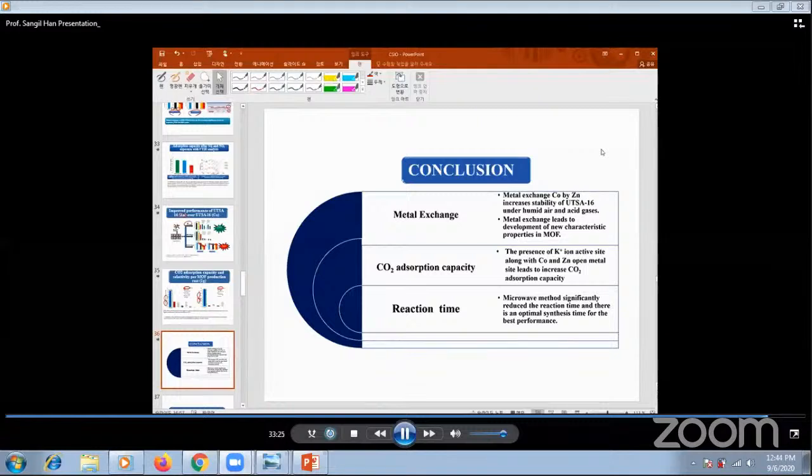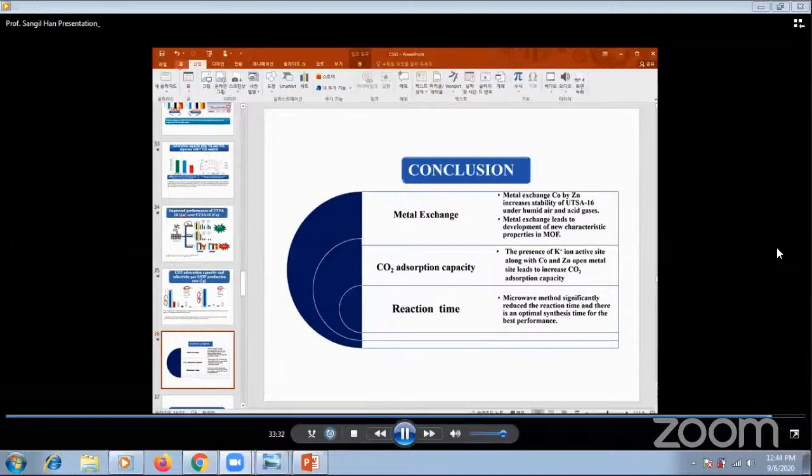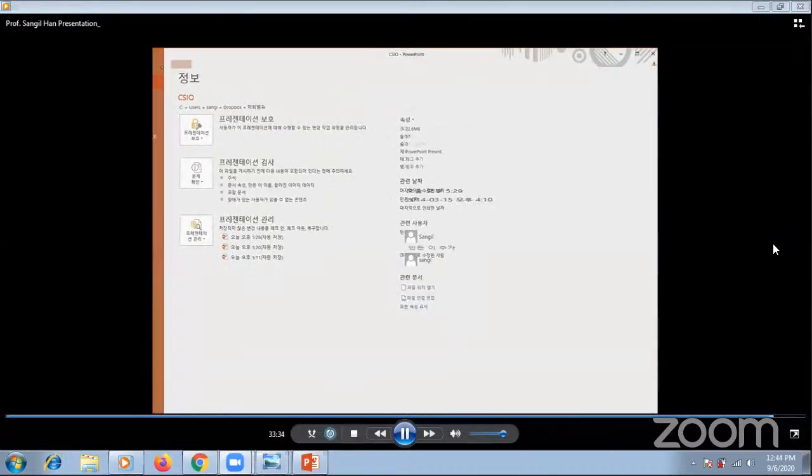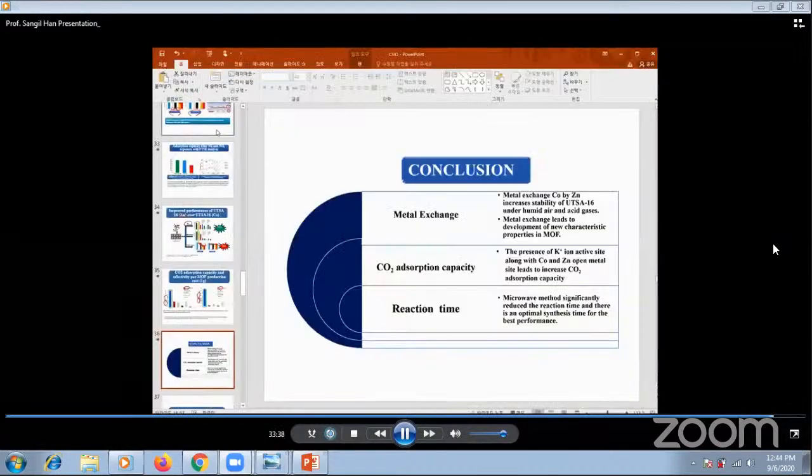So as a conclusion, through the bimetal exchange from cobalt to zinc, we produced zinc metal organic frameworks. And the CO2 adsorption capacity still shows among the best performance among the other reported MOFs. Also, the advantage of this material is it can be synthesized with a very low material cost. Also, reaction time was significantly reduced from more than 24 hours to 4 hours.